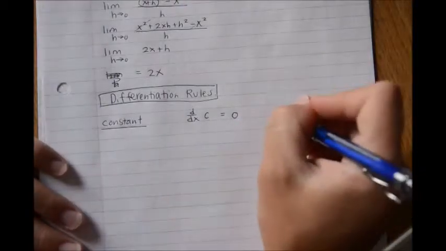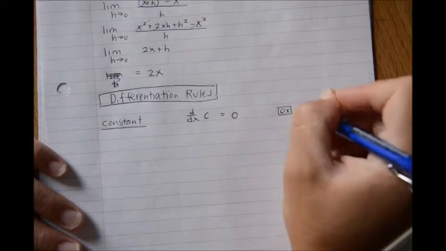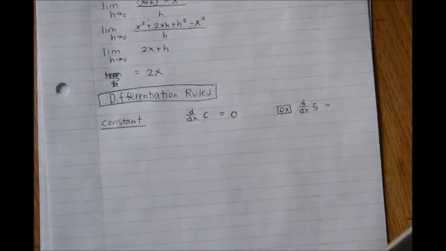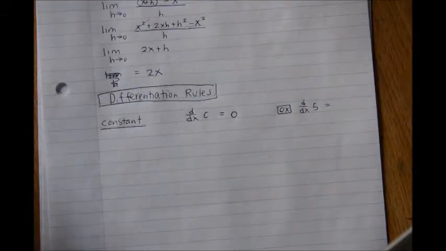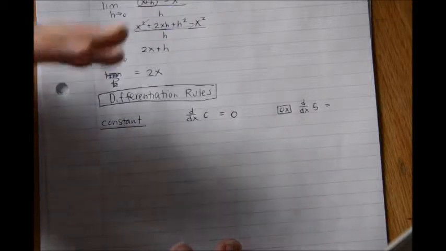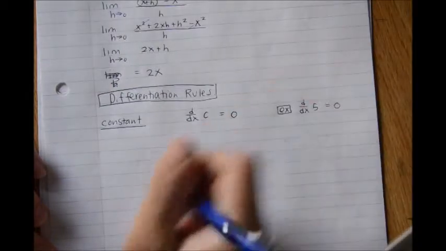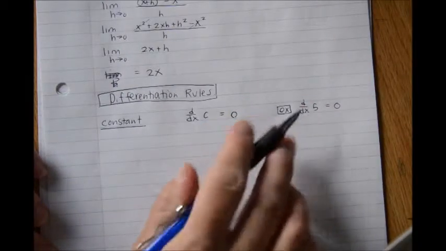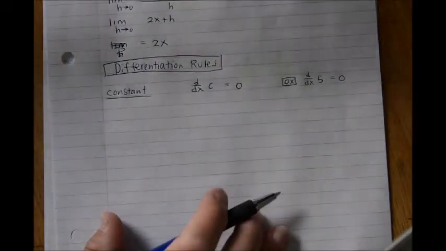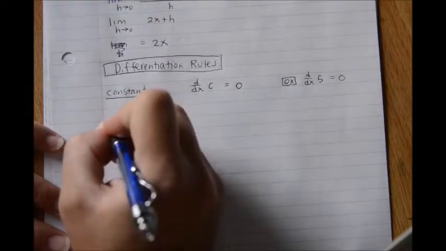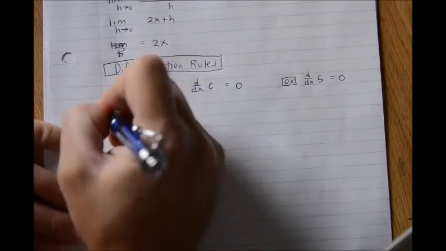Now let's think about what this means. It's saying, what is the slope of c? Let's say that c equals 5, and I want the derivative of 5. Well, what is the slope of the line y equals 5? y equals 5 is a horizontal line, and the slope of that line is 0. So no matter what the constant is, it will always be 0 because it's a horizontal line. That one's a simple one. And then the next one is the constant multiple rule.